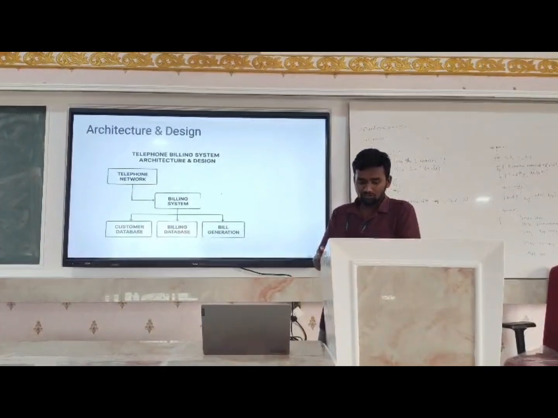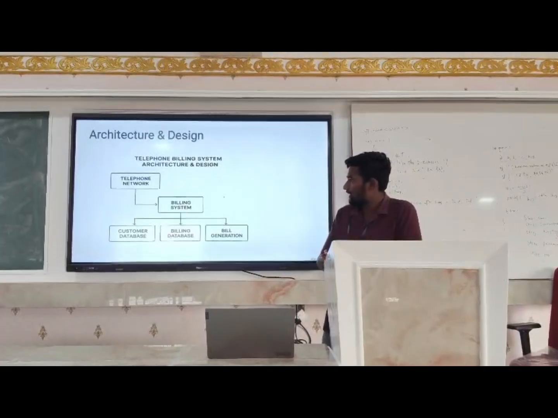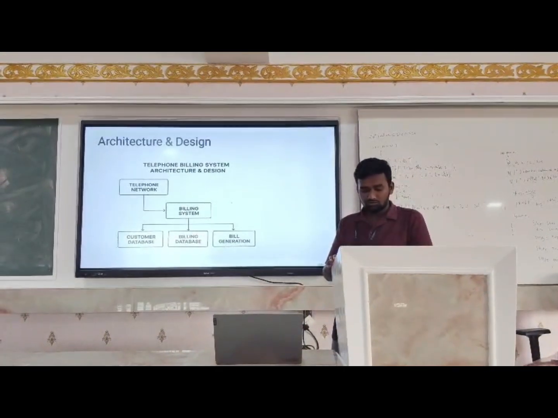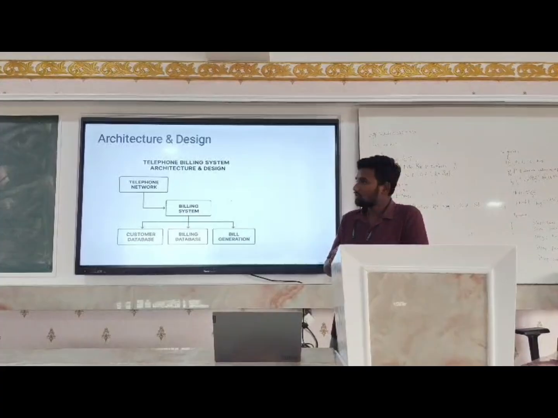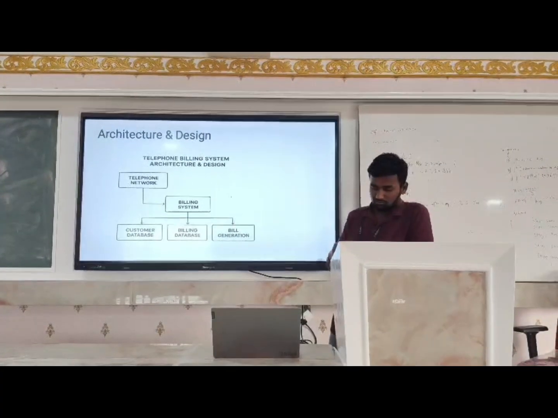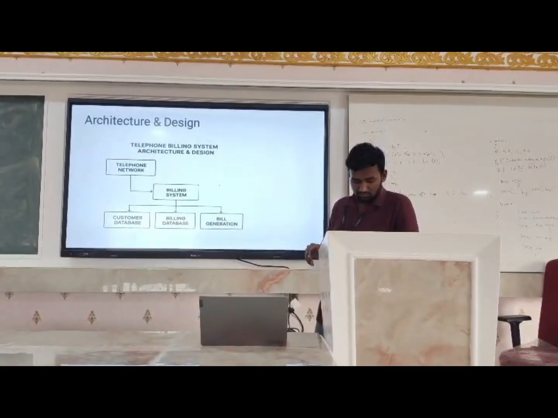This is the billing system, the core logic that calculates the charge based on the record and the plan details. Example: local charge is 1 per limit, call is 2 per limit. Then the customer database.